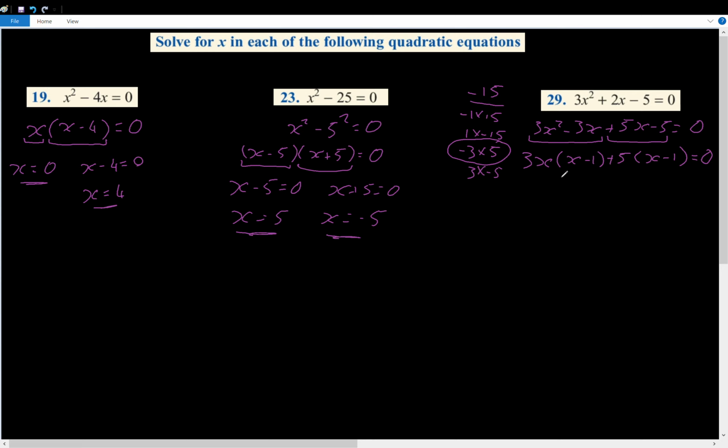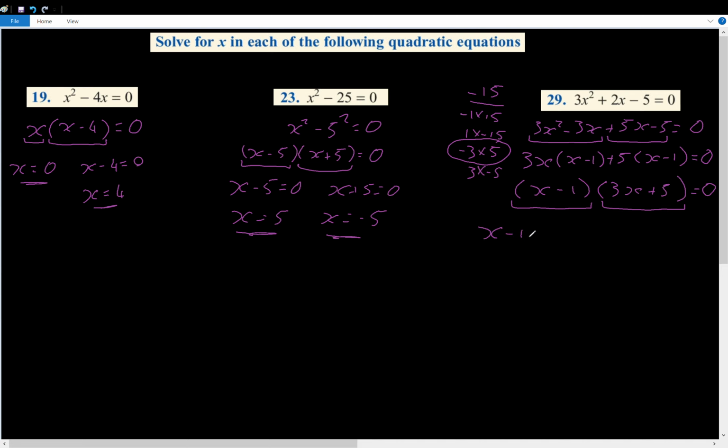Now from here you can see that our common factor between the two terms we have is x minus 1. So we're going to put that in a bracket all by itself over here. And inside our second bracket we're going to put what was outside our brackets on the line above. And that is 3x plus 5. And that is still equal to 0. So now what we have is a term in brackets, a term in brackets we multiply together equal to 0, which means we set them both equal to 0.